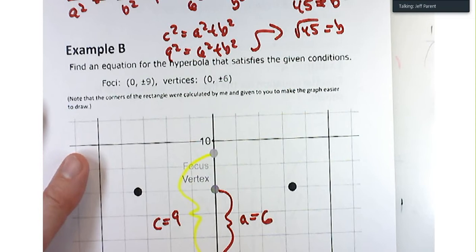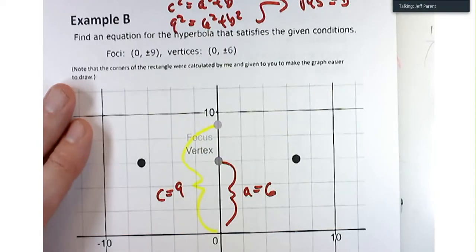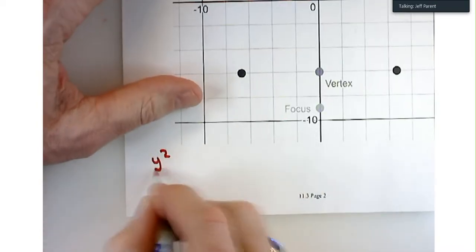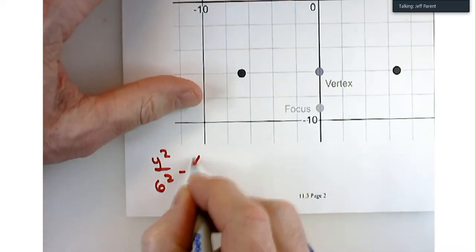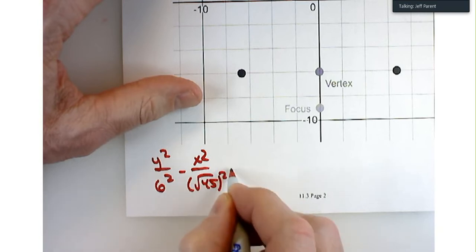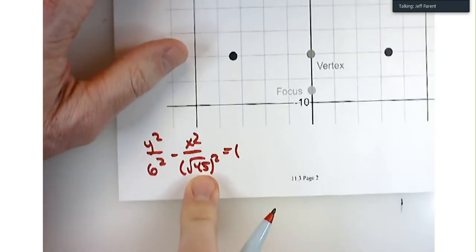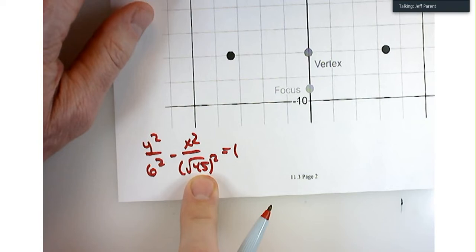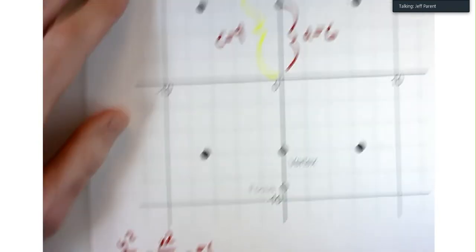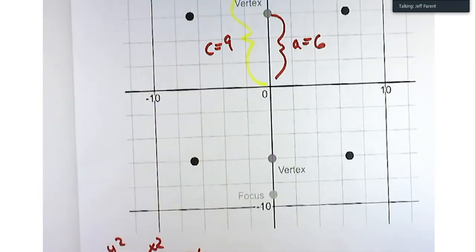Now I believe that you'll have two choices as to how you write that on WebAssign. You can either write it as this, y squared over 6 squared minus x squared over square root of 45 squared equals 1. Or you could just write that as 45. You don't have to write it as square root of 45 squared. I'm pretty sure that's the way WebAssign is going to roll.